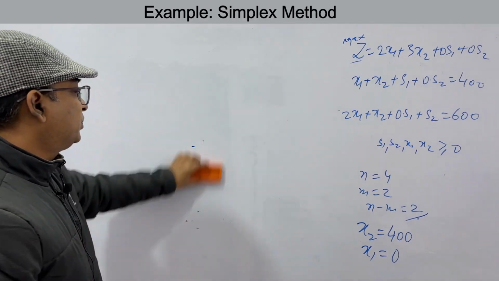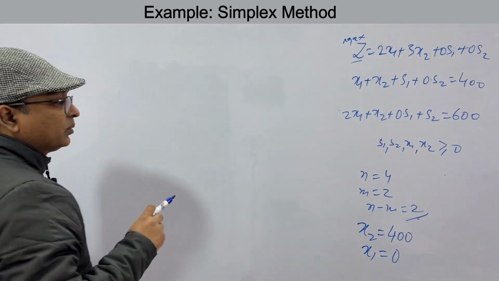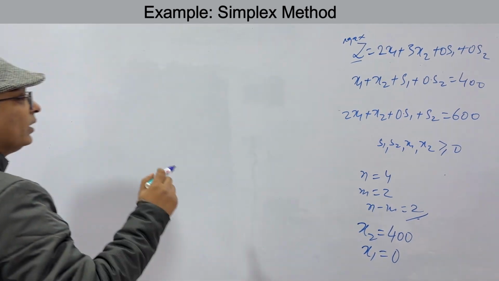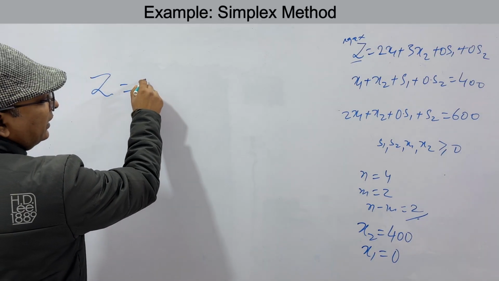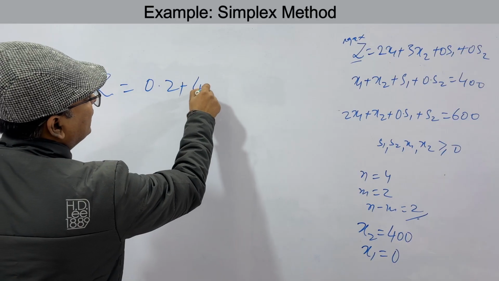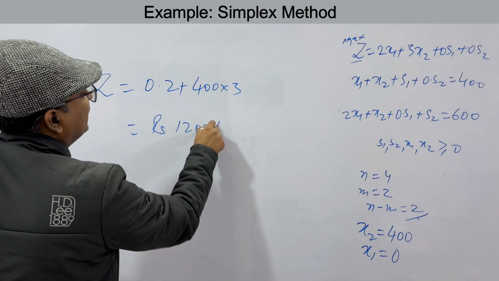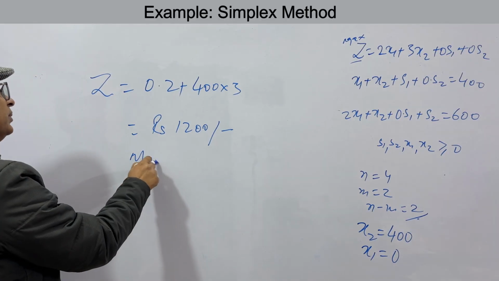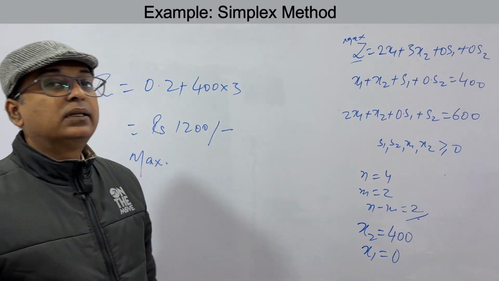That is, we produce 400 units of the second product using these machines, and we get maximum profit. That profit will be x1, that is 0 into 2, plus x2, 400 into 3. So this is rupees 1200. Our profit will be this, which is maximum. Okay, so we have solved this problem using the simplex method.